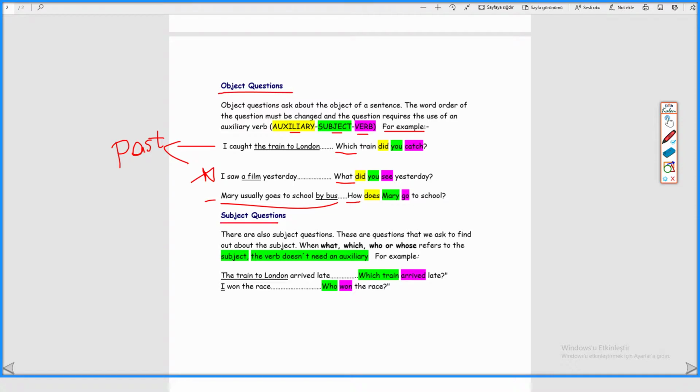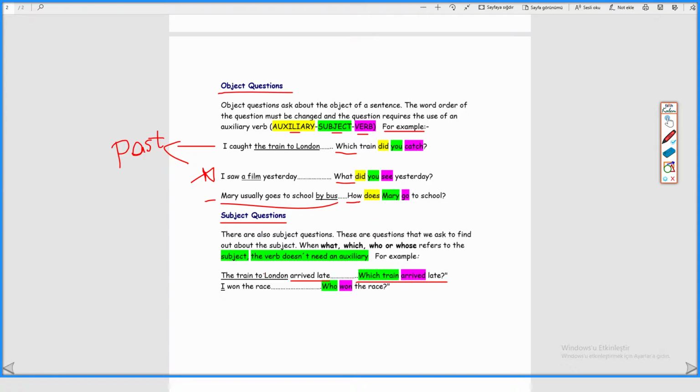And subject questions. We question the subjects in here. There are also subject questions. These are questions that we ask to find out about the subject. When, what, which, who or whose refers to the subject, the verb doesn't need an auxiliary. For example, let's see how we can do that. Which train arrived late? The train to London arrived late.